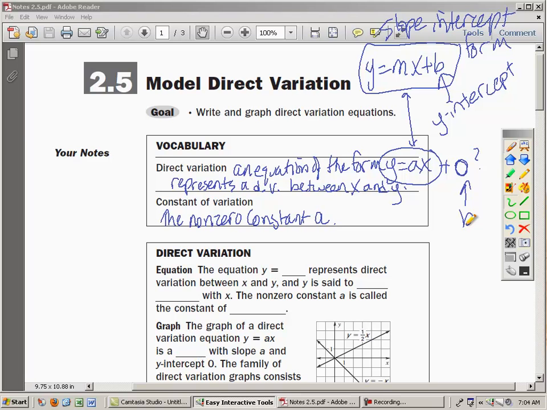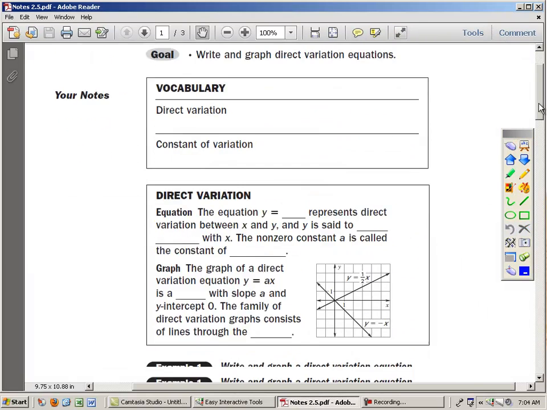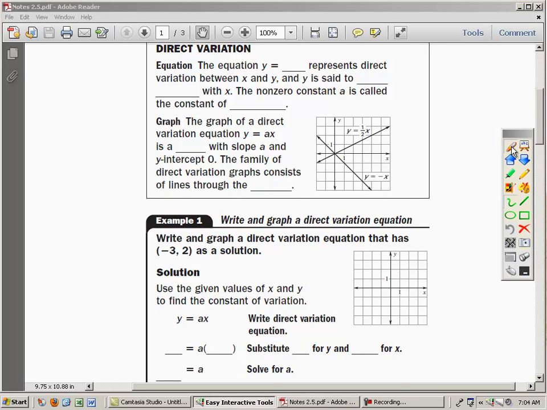You can hold on to that thought for a moment, and let's see what we can come up with in these boxes down below. First of all, a direct variation in its equation form is y equals ax, which we already talked about, represents a direct variation between x and y, and y is said to vary directly with x. The non-zero constant a is called the constant of variation. The graph of a direct variation, y equals ax, is a line with a slope of a and a y-intercept of 0.